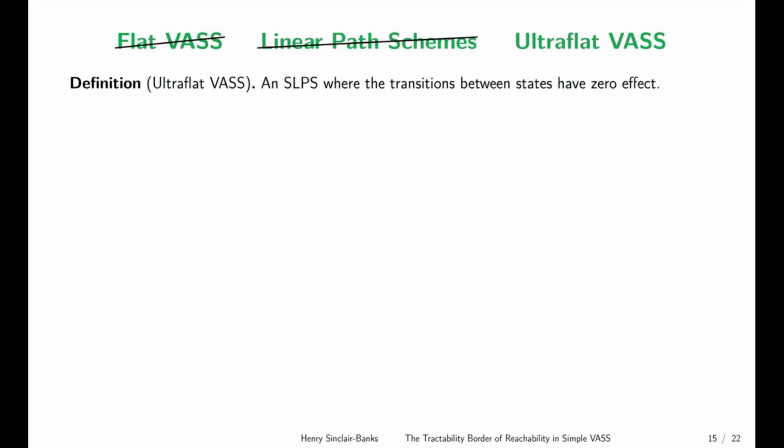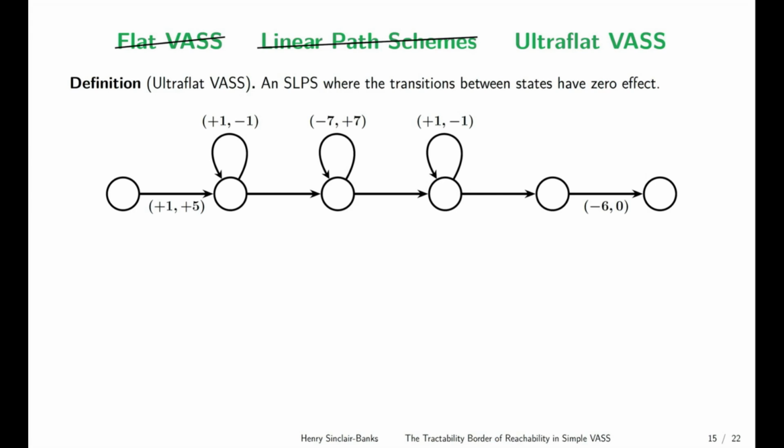So literally this system has zero effect all the way through. The only thing you can do is choose how many times you take each loop and take the effects from those loops. That's it. Here's a modified example of the divisibility testing gadget from earlier. I killed off the zero tests just for the picture. This thing is not ultra flat because I'm updating. Oh, sorry, I should have said all of the unlabeled transitions have zero effect, but I labeled them. It's not ultra flat because I'm updating between states. So if I just set them to be zero, this is ultra flat.